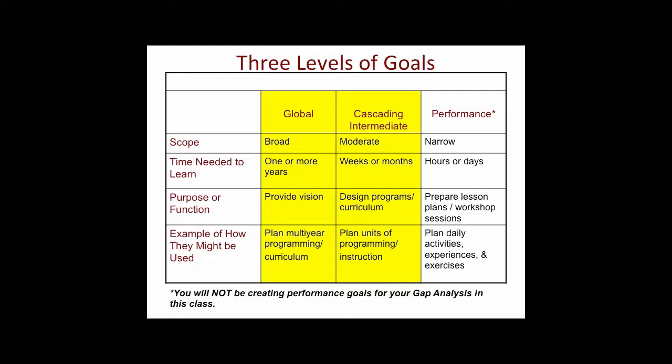So take a look at this table and notice that the global is broad and cascading is moderate, and we are not going to be concerned about performance goals, daily performance goals that are C3, or concrete, current, and challenging, because there would be too many of them. So we're going to stay on the cascading goal level, and this is the level where we can then design and plan interventions to solve various stakeholders' gaps that may exist in achieving their stakeholder goals.